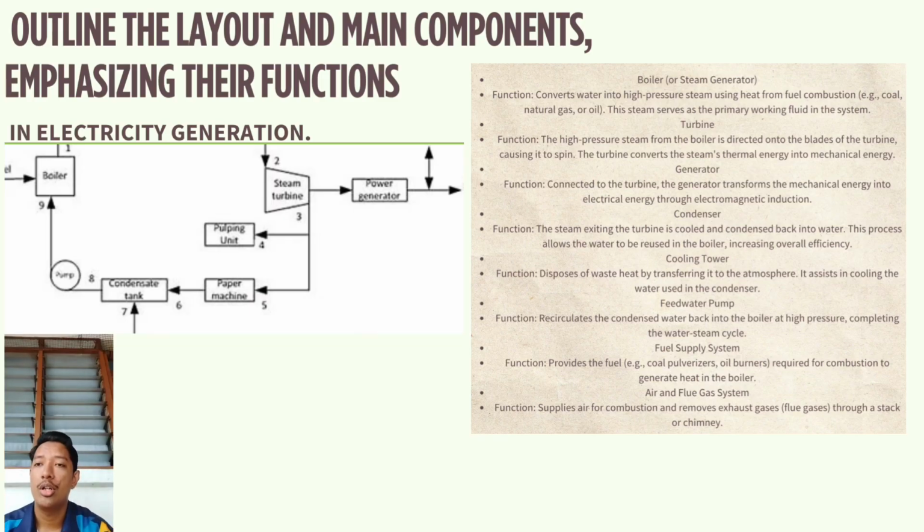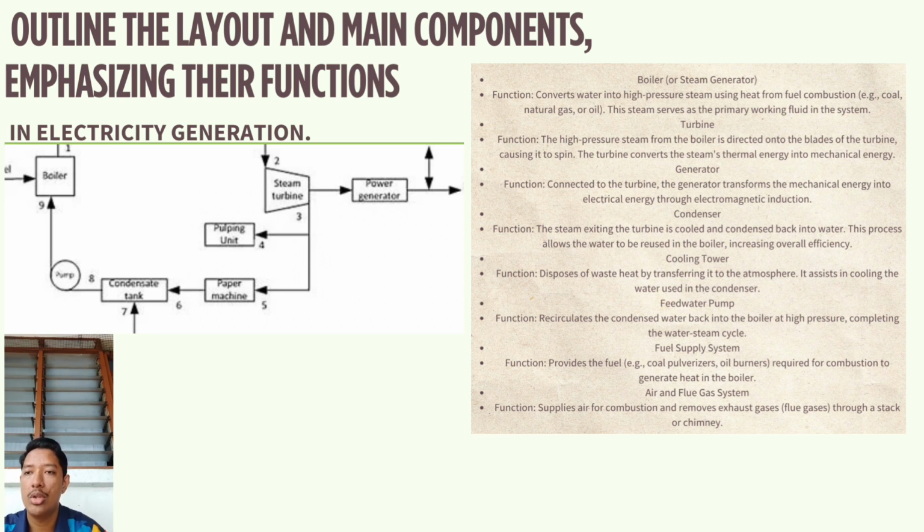Next, I will present the outline, the layout and main components, emphasizing their function in electricity generation. The first main component is the boiler. The function of the boiler is to convert water into high pressure steam using heat from fuel combustion. This steam serves as the primary working fluid in the system.